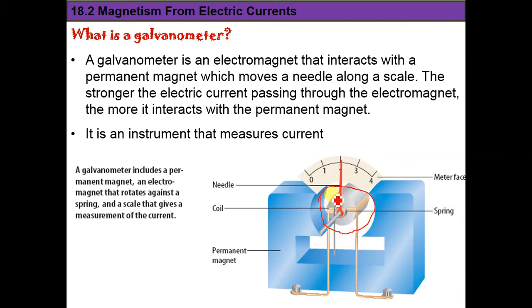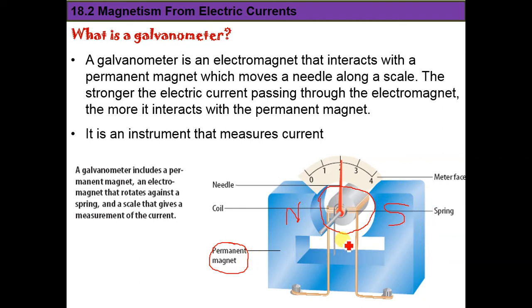There is a needle connected to this electromagnet, and there is a scale. Around this electromagnet we have a permanent magnet. Girls, any permanent magnet, what does it have? It has a north pole and a south pole. So these are the elements of the galvanometer. It's made of an electromagnet in the center, and around this electromagnet there is a permanent magnet. So it has one north pole on one side and a south pole on the other.